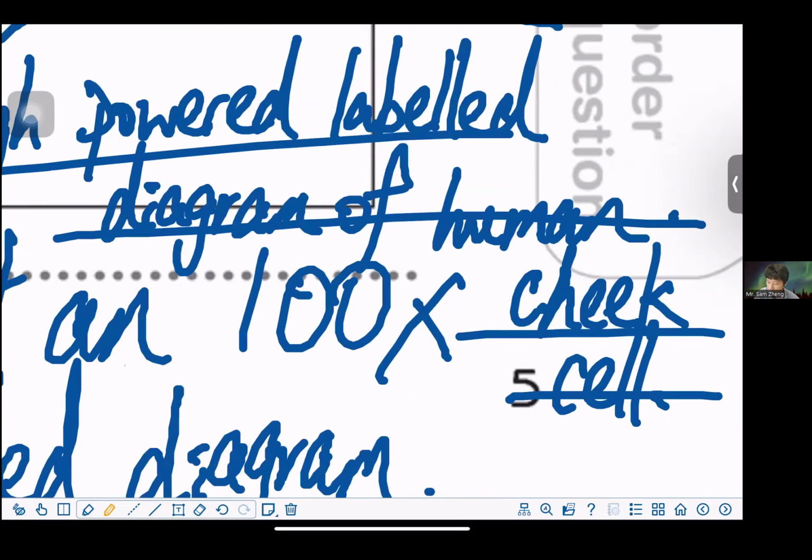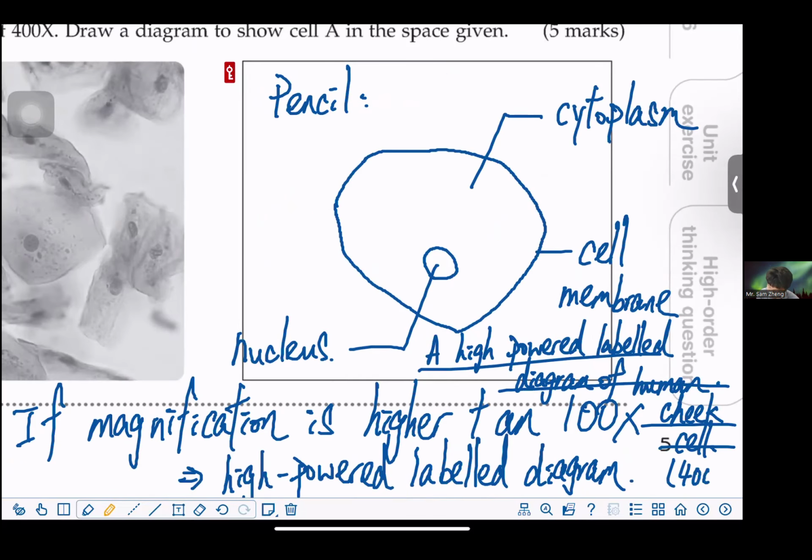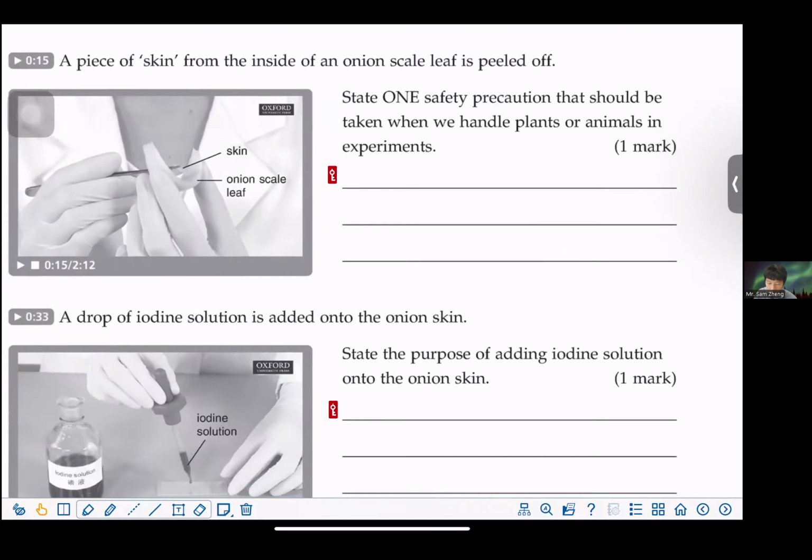But is it finished? No, there is one more thing. You need to write down the magnification. The magnification here will be 400 times. If we place the magnification at the back, it is required for us to write down the capital letter. So in this case, it would be 400 times. Then we move on to the next part.